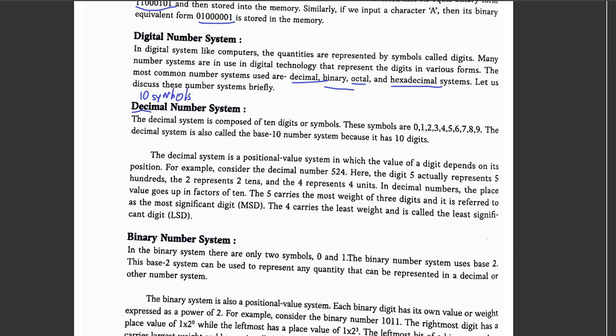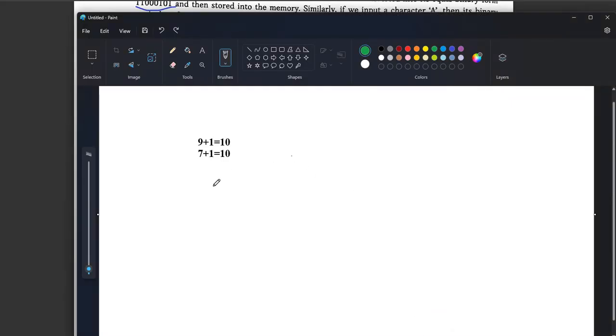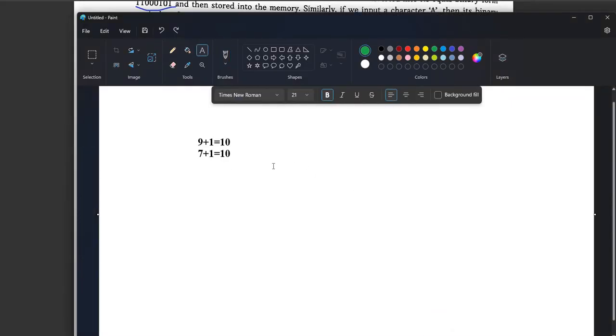This number system will contain 10 symbols. What are the 10 symbols? 0, 1, 2, 3, 4, 5, 6, 7, 8, 9. These are the 10 symbols that are there in a decimal number system, right? 0, 1, 2, 3, 4, 5, 6, 7, 8, 9. So with these 10 numbers or 10 symbols, we can write any number.